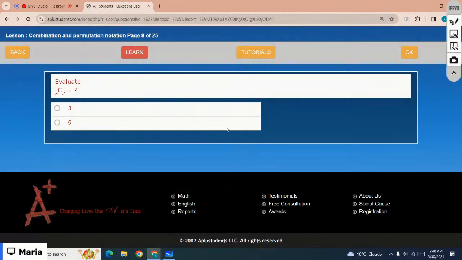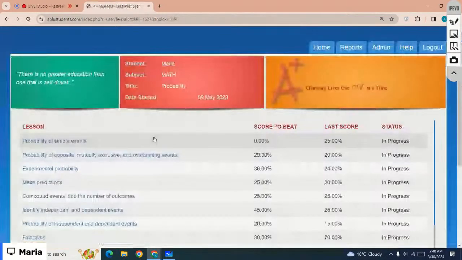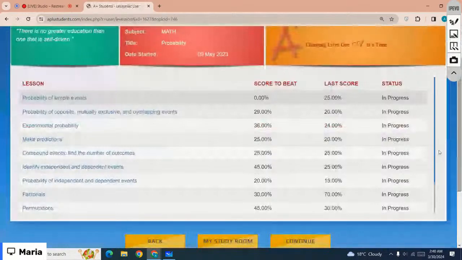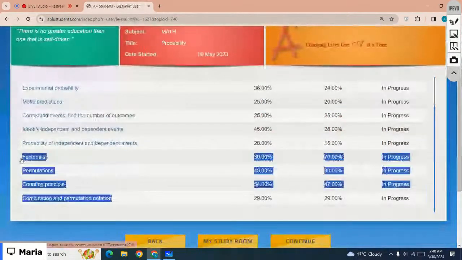Okay, you can complete the lesson by yourself later today. Let me just move on to next. We have done with the lesson and also we have done with the chapter, right? So we were working on grade 7 math. The chapter we were working on is probability. The lessons we have covered today are factorials, permutations, counting principle, and combinations and permutations notation, right?